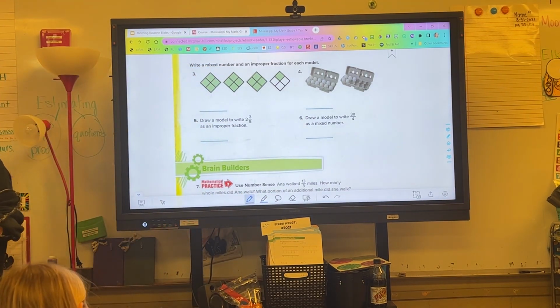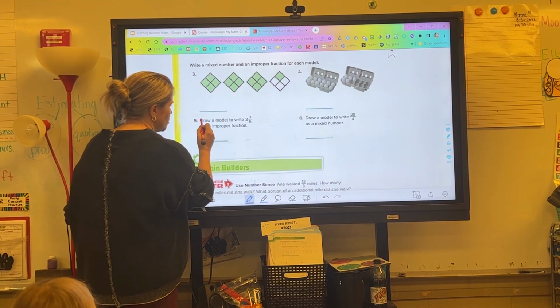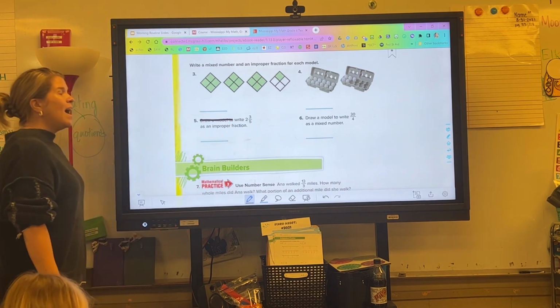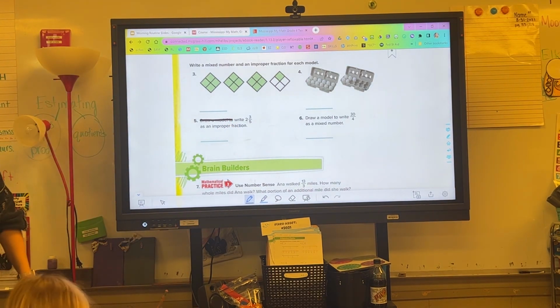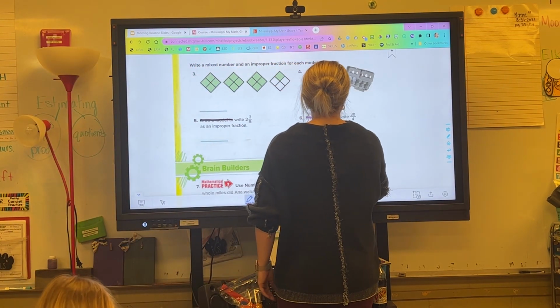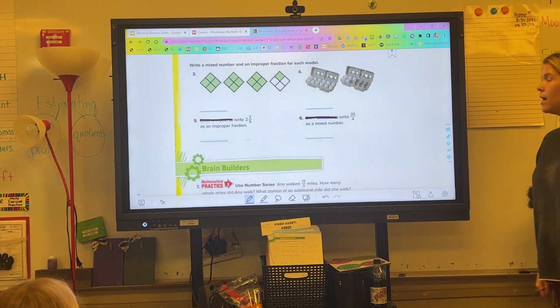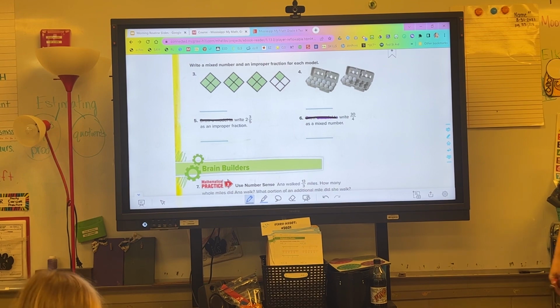Now, look, this is what I want you to do. On classwork, on homework, if it says these 4 words, draw a model, I want you to mark it out. I just want you to write 2 3/5 as an improper fraction. I don't want you to draw a model. Right over here. Mark that out. I don't want you to draw a model. I just want you to write that number as a mixed number.